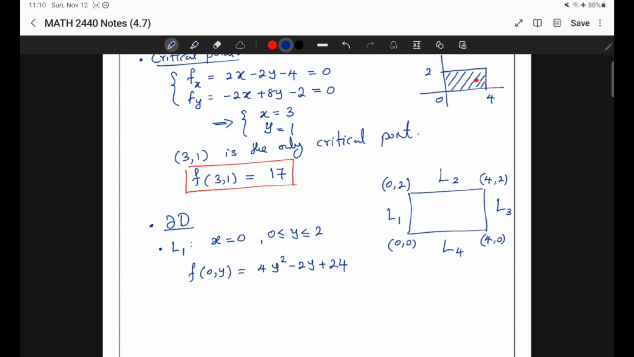Okay, now we need to figure out the maximum values. This is now reduced to a function of one variable. The technique is, you find the derivative. It's 8y minus 2, make it equal to 0, you get y equals one quarter.